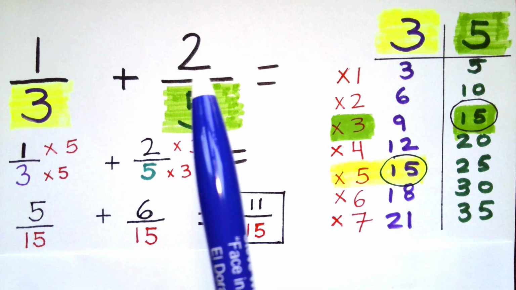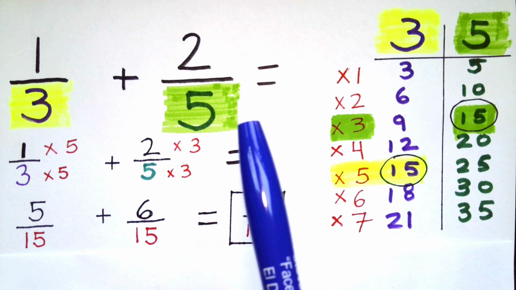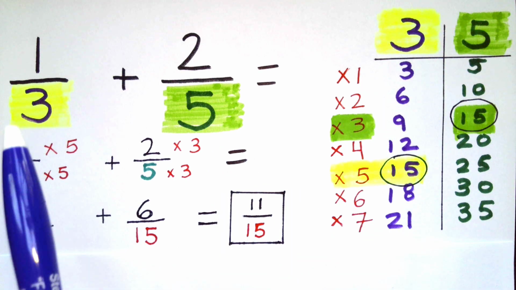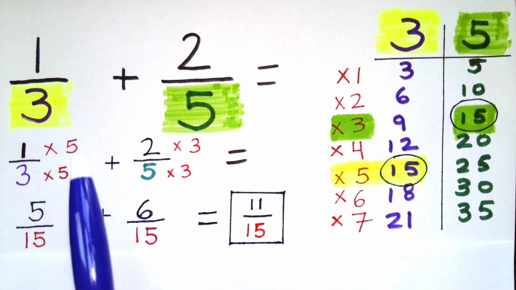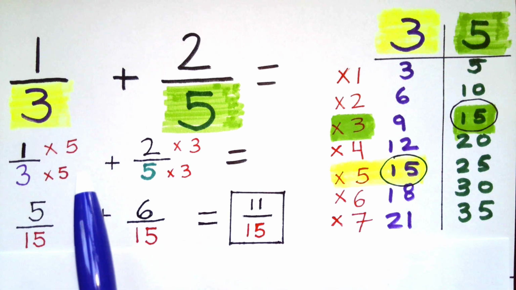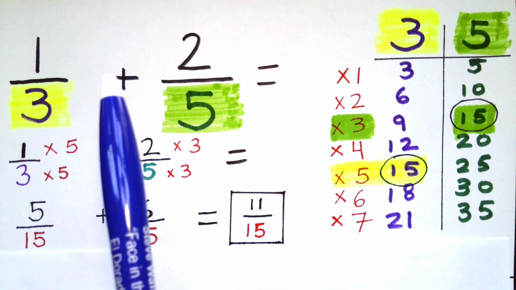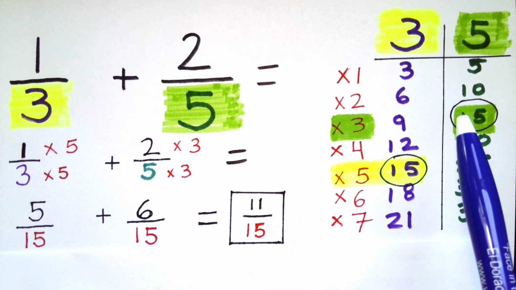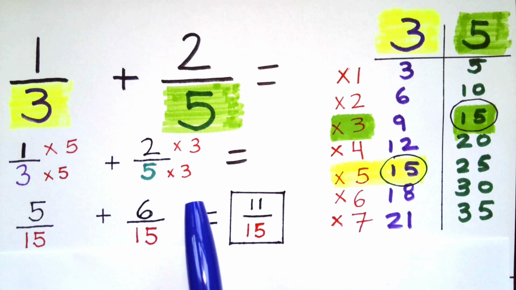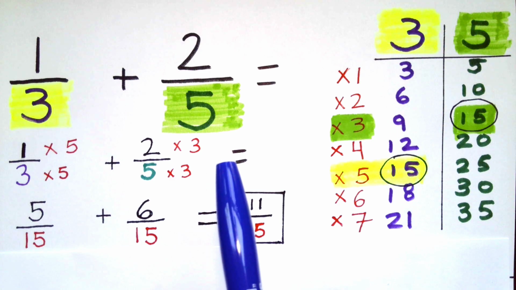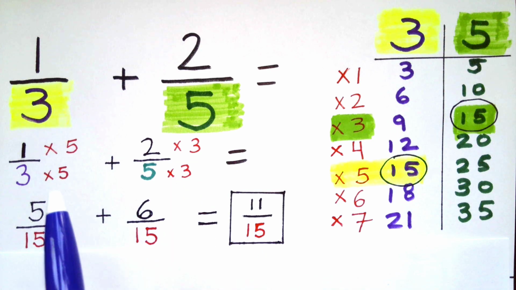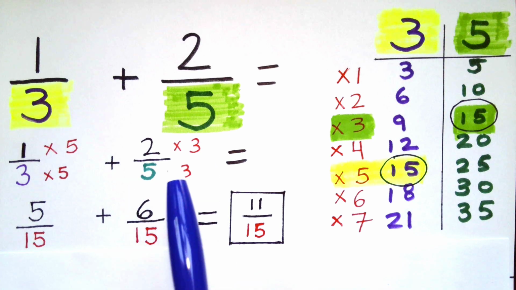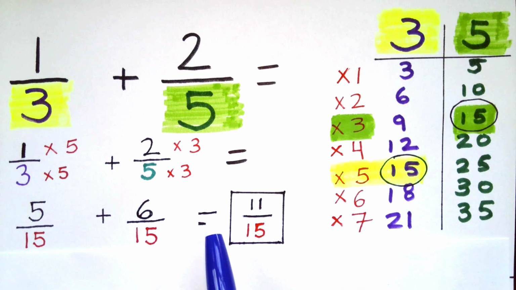So I need to manipulate both of the denominators into 15. So 3 times 5 is 15. I'm going to multiply top and bottom by 5. What I do to the bottom of the fraction, times 5, I have to do to the top of the fraction, right? Plus, plus. 5 times 3 is 15. So I'm going to multiply by 3. What I do to the bottom, I've got to do to the top, right? And so 1 times 5 is 5. 3 times 5 is 15. Plus, plus. 2 times 3 is 6. 5 times 3 is 15. Bring down the equal sign.